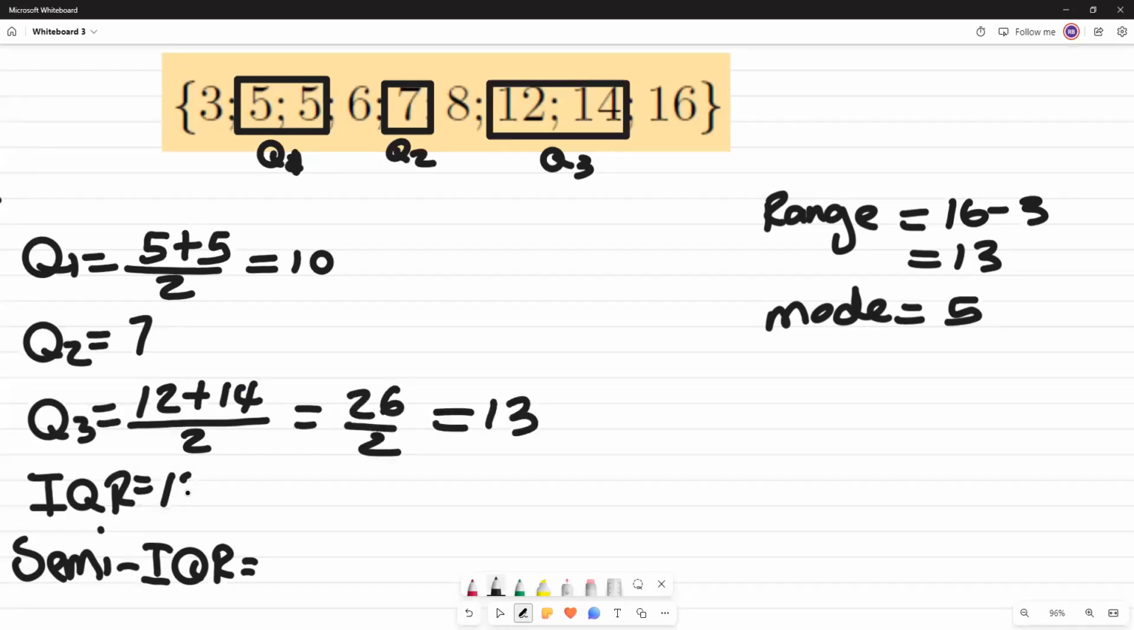You can see that IQR is the highest quartile, or the upper quartile, minus the lower quartile, which is 3. Then the semi-interquartile range is the interquartile range halved, which is 1.5.